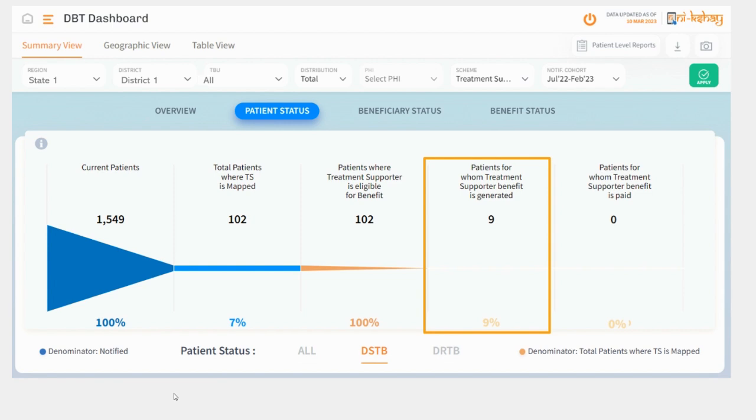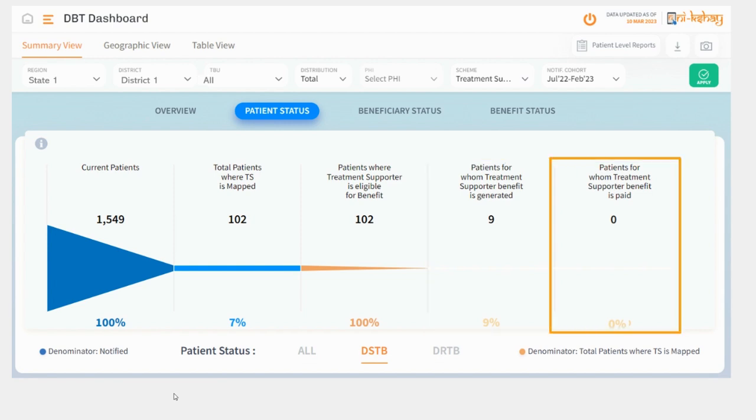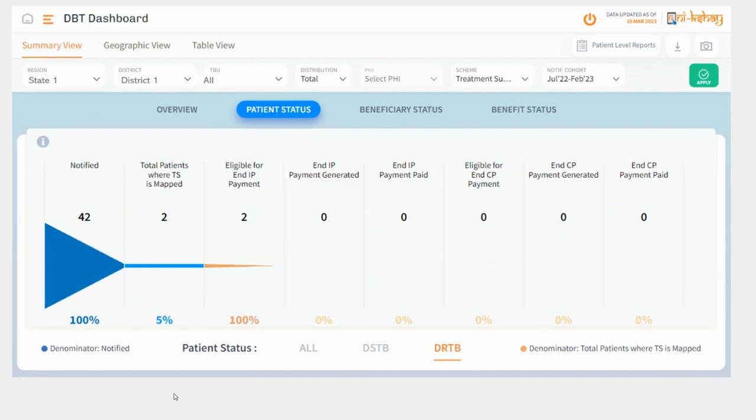The next indicator is the count of benefits paid. Since the count is 0, it means that none of the benefits have been successfully paid. Thus, the action item identified from this chart is that the DBT Maker may generate the benefits for the balance 102-9 cases so that they can be paid. Let us move on to the DRTB chart.